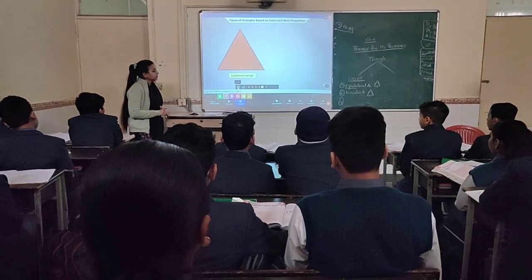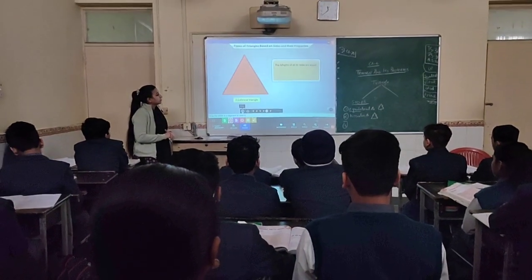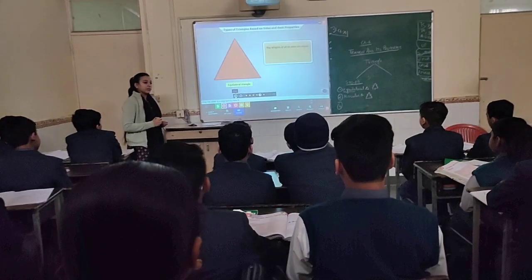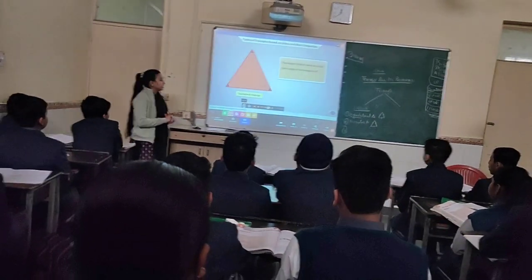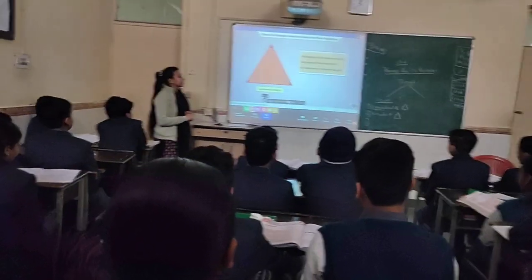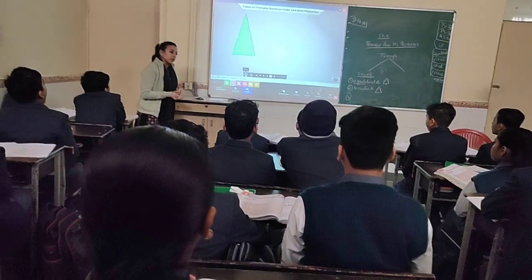Equilateral triangle. Equilateral triangle has all its sides equal. All the sides are equal. Each angle of the triangle is 60 degrees. Each angle is 60 degrees. It is also known as regular triangle. अब इसका other name is regular triangle.